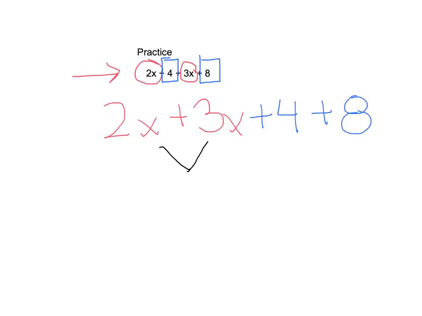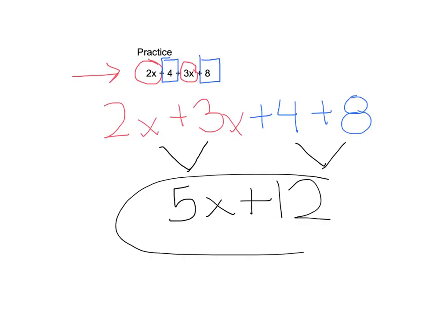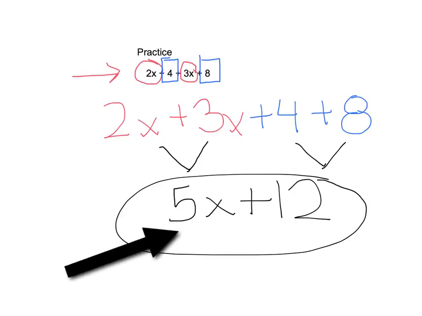2 plus 3 is 5x. 4 plus 8 is 12. And I'm done. These are not like terms. The 5x has an x with it, but when you look at the 12, it does not. So they are not like terms. This is all you can do, and now you're done with this problem.